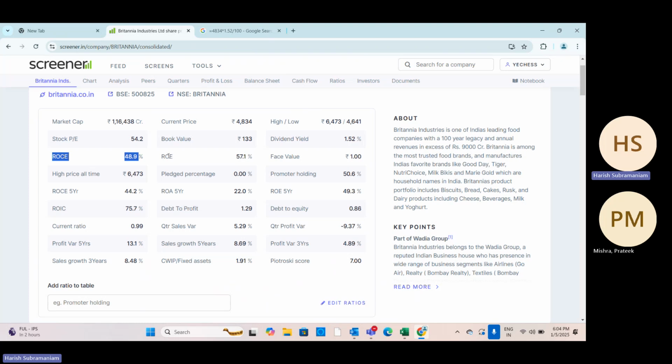Then we have seen ROCE, we have seen ROE. Face value is not that important. We need not worry so much about the face value. It's just a notional thing. What is the share price, the high price? What is the pledge percentage?